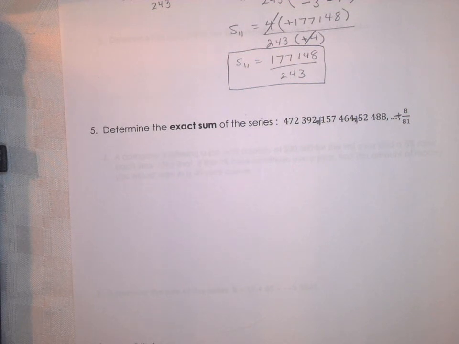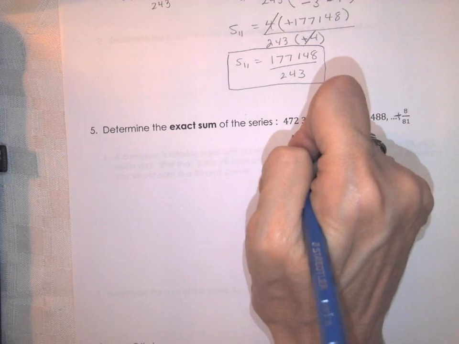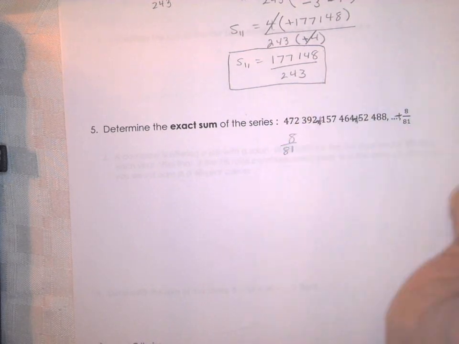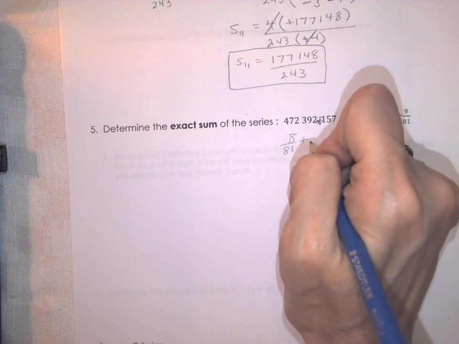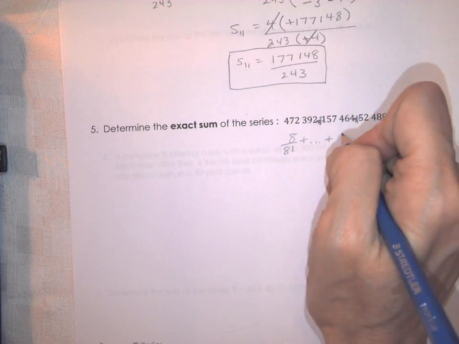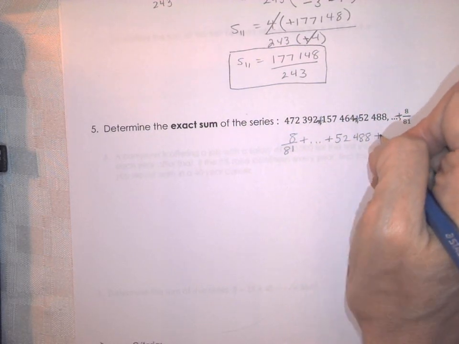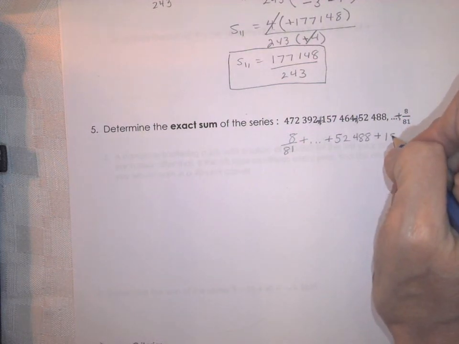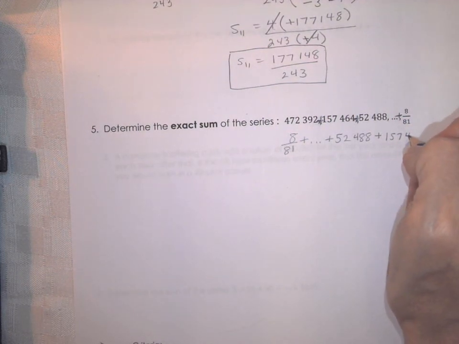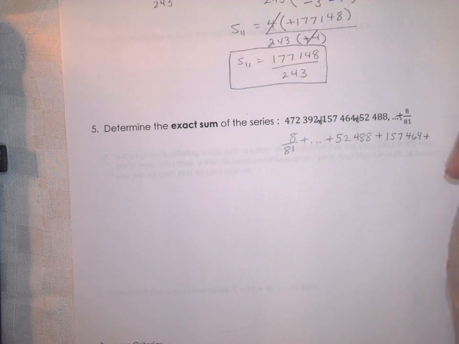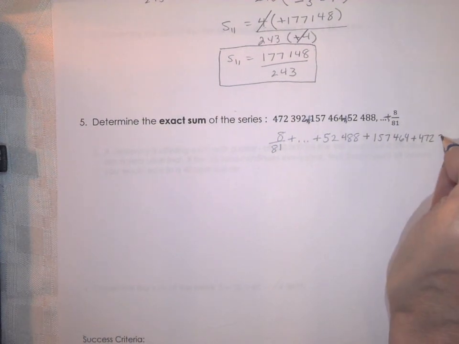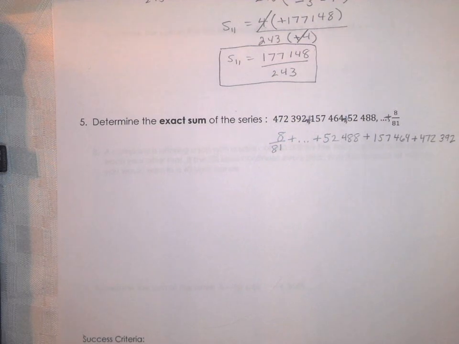All right, so in this case, our series, we don't know how many terms are in it, okay? And we want to flip it around. So we've got 8 over 81 plus ... plus 52,488 plus 157,464 plus 472,392.